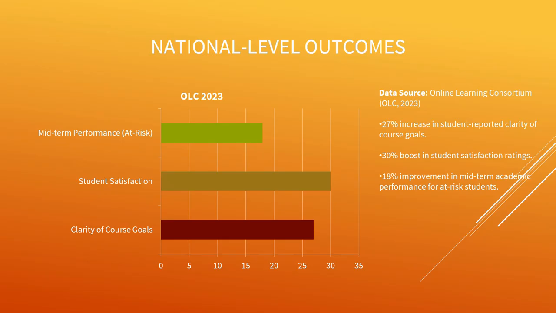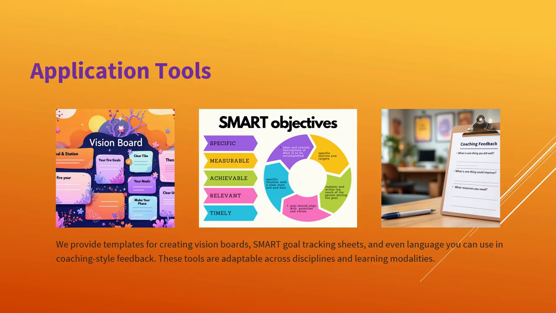National-level outcomes. According to the Online Learning Consortium, 2023, 27% increase in clarity of course goals, 30% increase in student satisfaction, 18% improvement in academic performance among at-risk students.